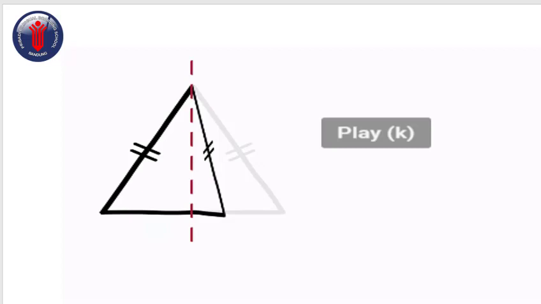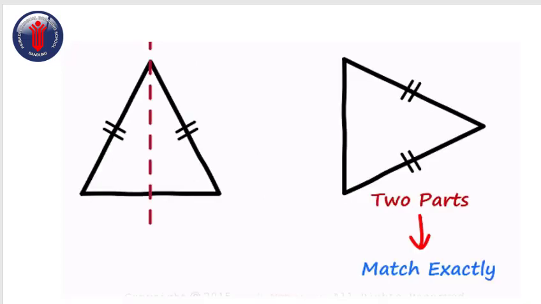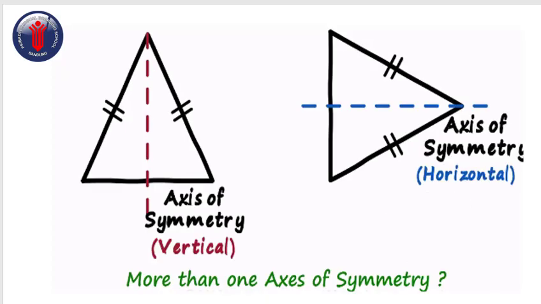Now let me give you another figure. I draw the triangle this way and ask you the same question. How would you divide the triangle into two parts such that both the parts match exactly when they are folded along a line? Yes, we can draw a horizontal line like this. We can get two parts which match exactly. When one is folded or flipped, it overlaps exactly over the other.